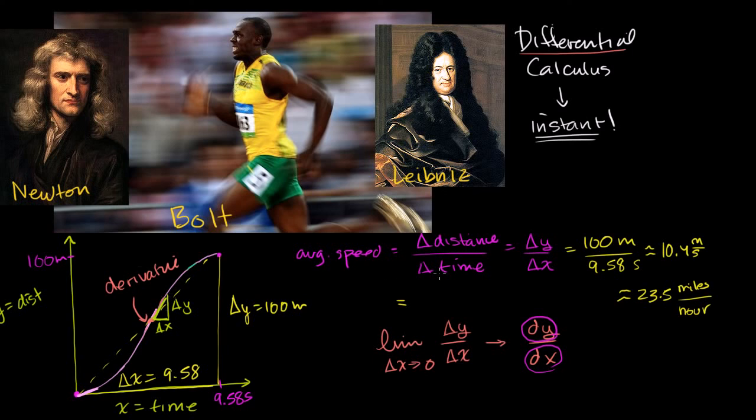And notice, you can't just put a 0 here. If you just put change in x is 0, you're going to get something that's undefined. You can't divide by 0. So we take the limit as it approaches 0. And we'll define that more rigorously in the next few videos.